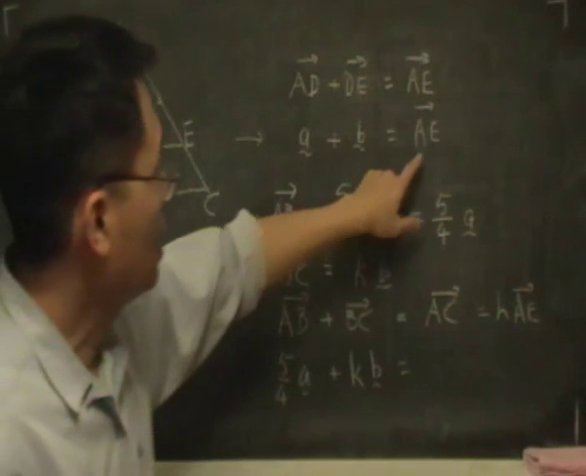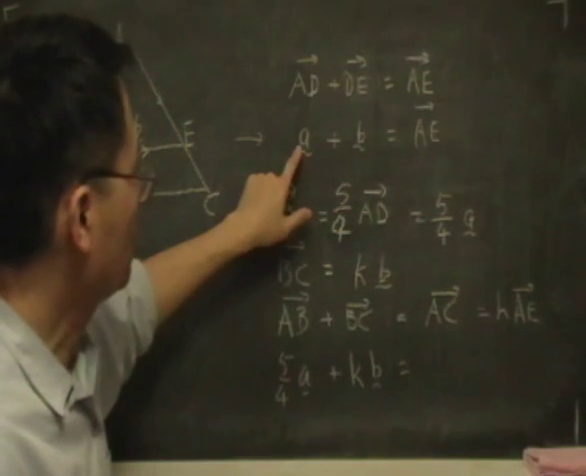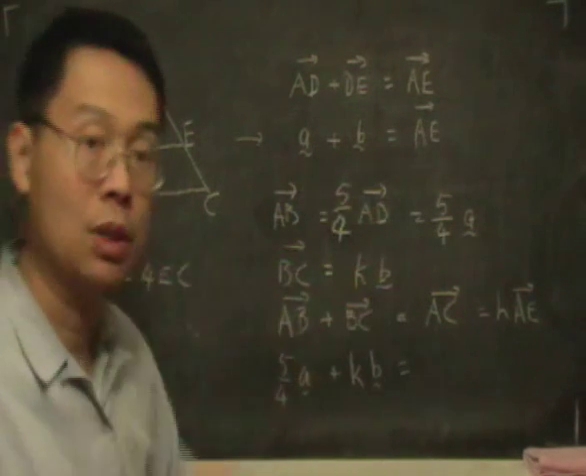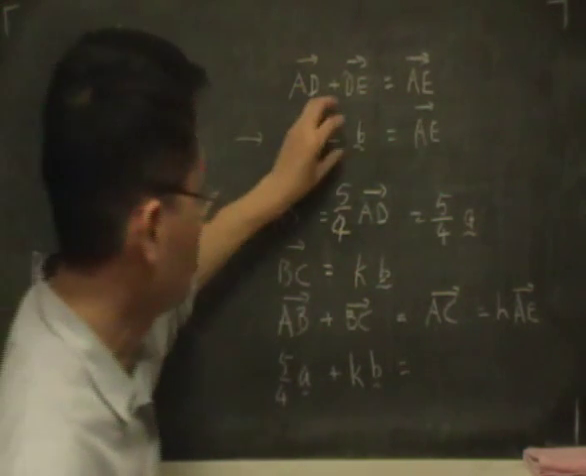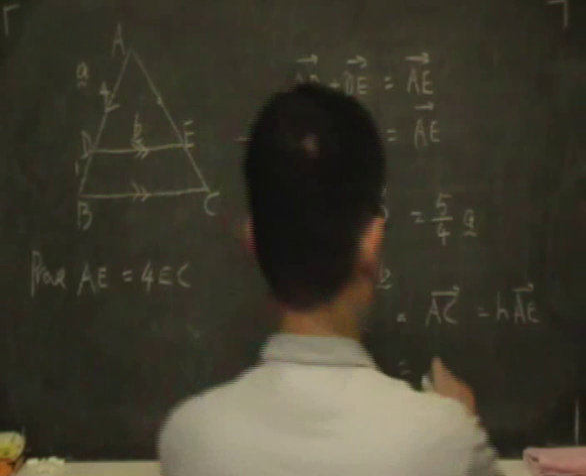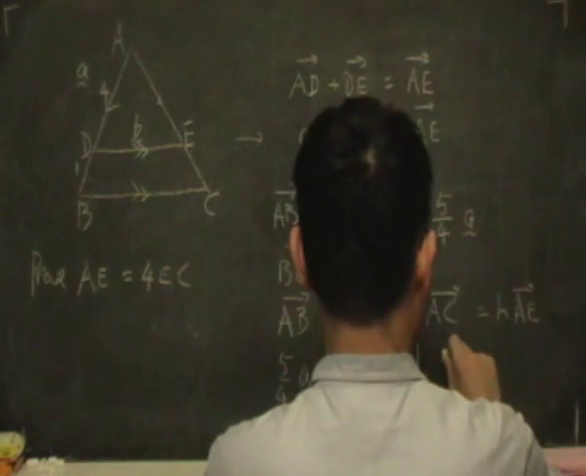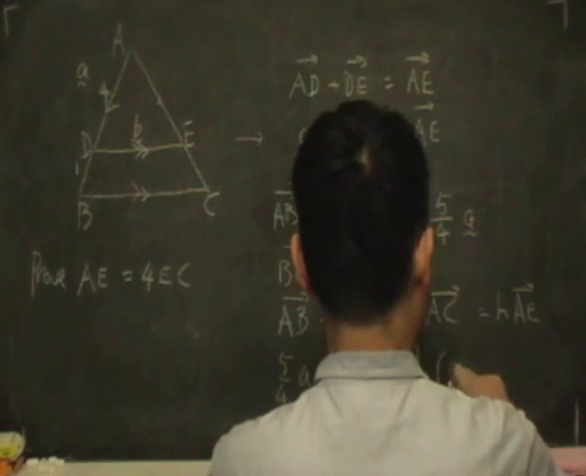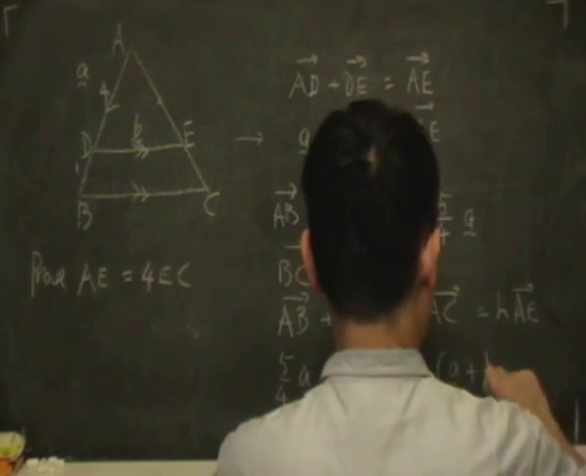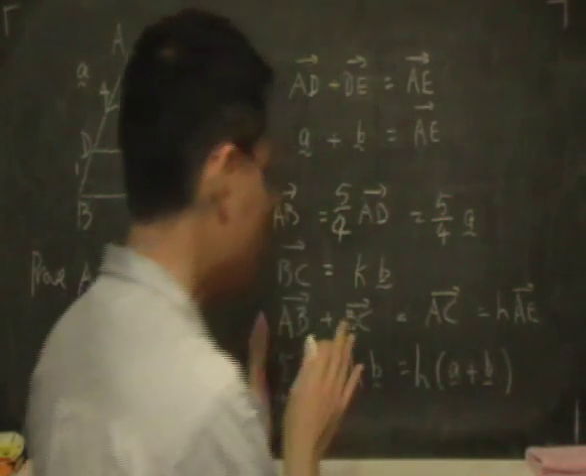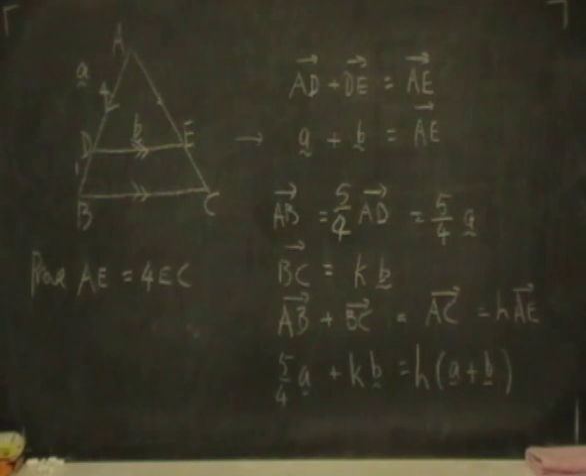And we know from the earlier equation that AE is equal to little a plus little b. So if I substitute this into there, I get h times (a plus b). So that's the equation that we are after.